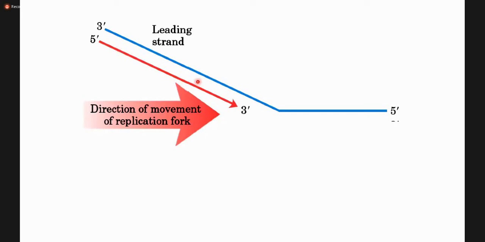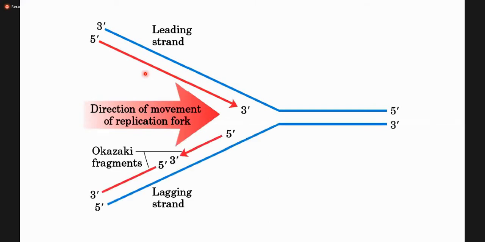On the leading strand, the whole long, complete DNA is being synthesized as one piece. Whereas on the other side, this is known as the lagging strand. The reason is that it is opposite to the direction of the movement of the replication fork, and it moves in the opposite direction. And the reason again is that the DNA polymerase enzyme can only read the strand from the 3' to 5' direction.